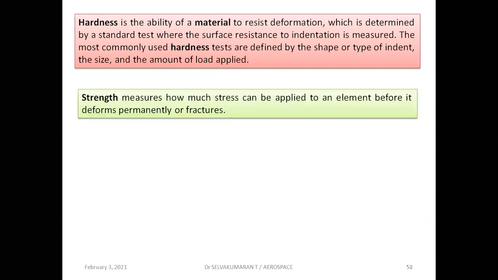Strength. Strength measures how much stress can be applied to an element before it deforms permanently or fractures.